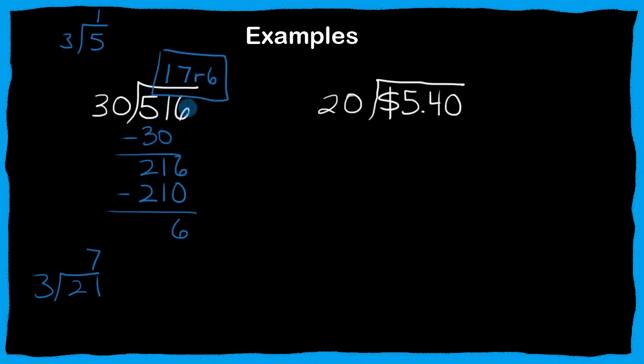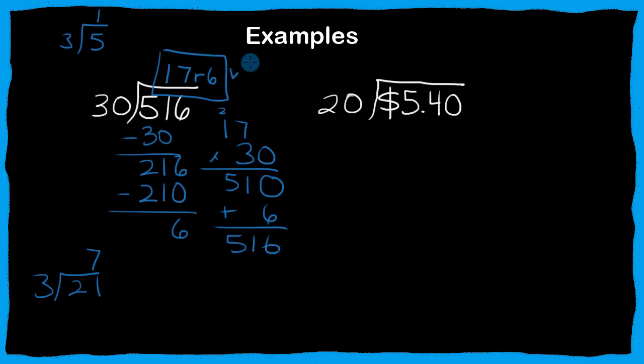Let's practice checking our work. In order to check this problem, we would multiply the 30 times the 17, add the 6, and we should get back to 516. So let's do that. 30 times 17. Since this is a multiple of 10, we can leave that 0 hanging out, right? So 17 times 3 with the extra 0 here. 7 times 3 is 21. 1 times 3 is 3, plus that extra 2 is 5. So you can see we get back to 510, and then we add our remainder, and that gives us 516. That means our answer checks because we got back to this number here.